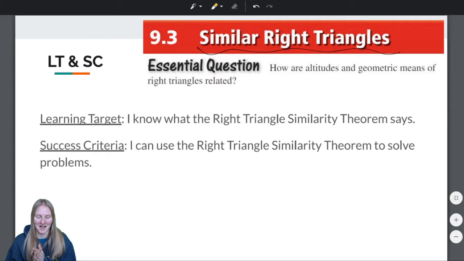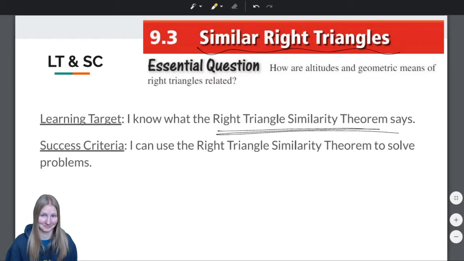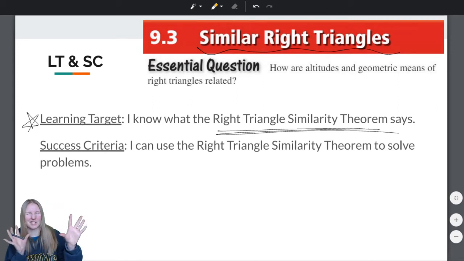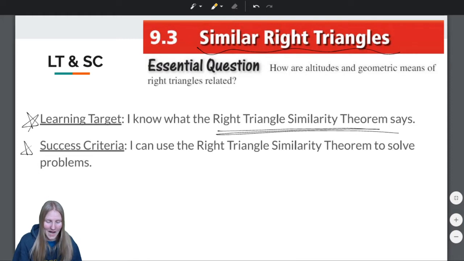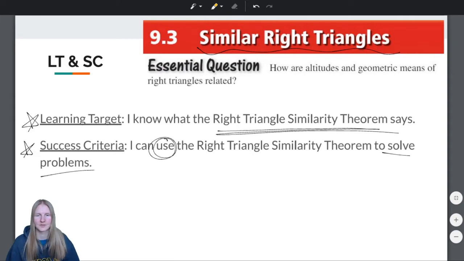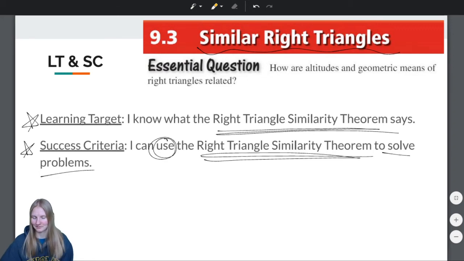So, the learning target is that you know what the right triangle similarity theorem says. So similar right triangles, right triangle similarity theorem. That's what we're aiming to learn: what is this theorem? What does it say? And how will we know if we understand it? Well, we'll be able to use it to solve problems, to find side lengths, to dissect word problems, and so on.